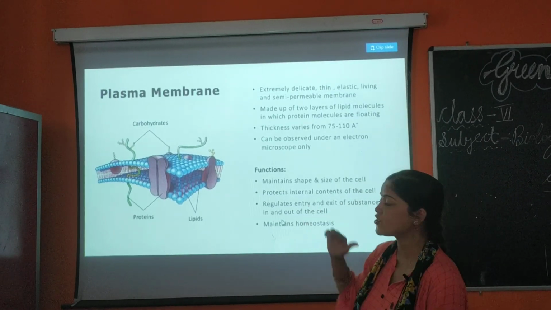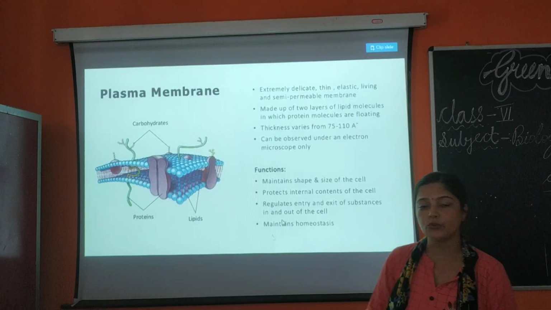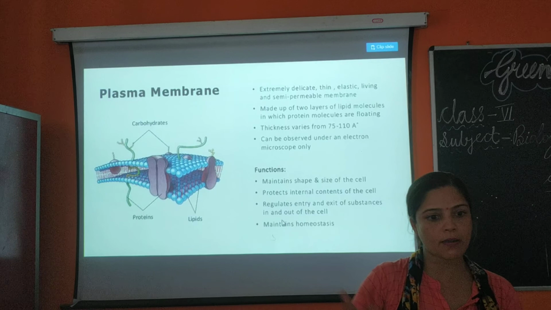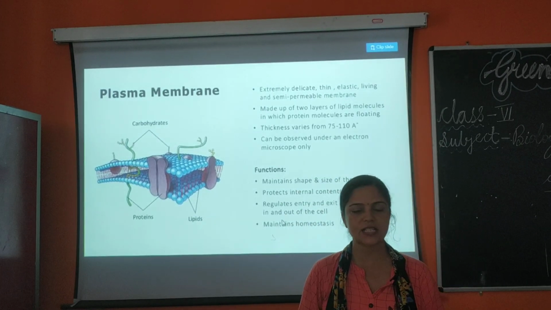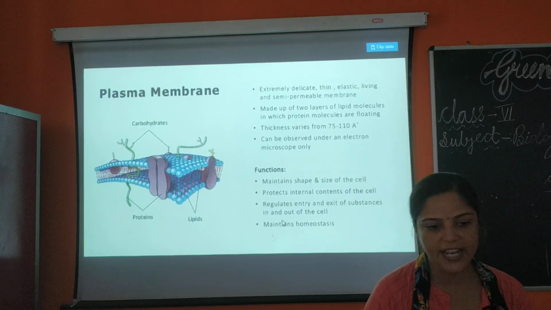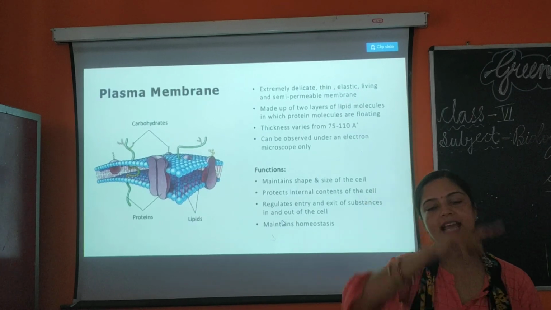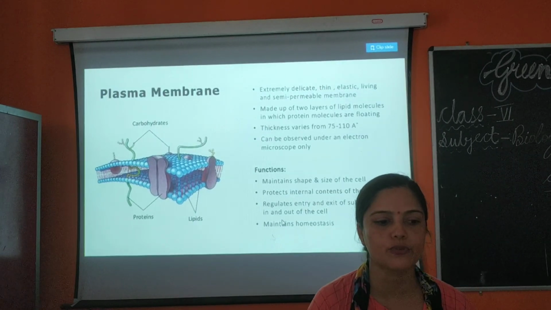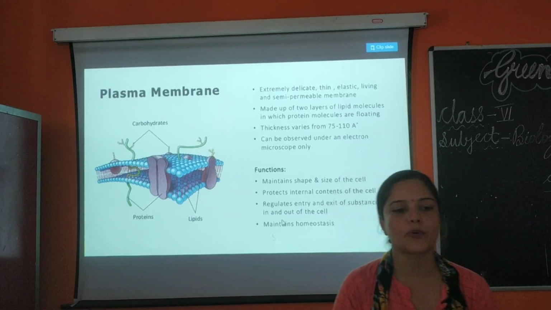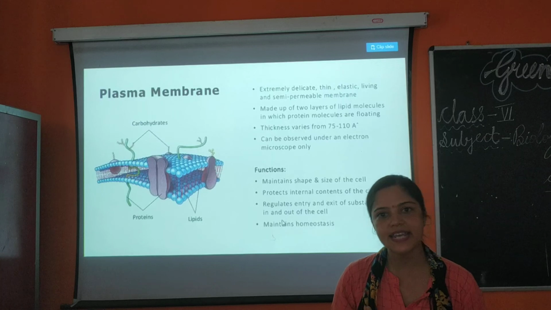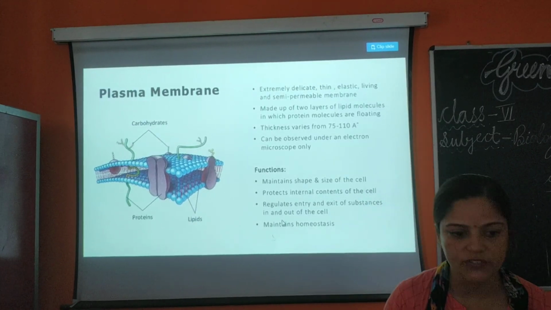Now, what is the function of a plasma membrane? The cell is surrounded by a membrane that is called plasma membrane. Its function is that it gives an outer boundary to the cell. It protects the cell. It maintains the shape of the cell.